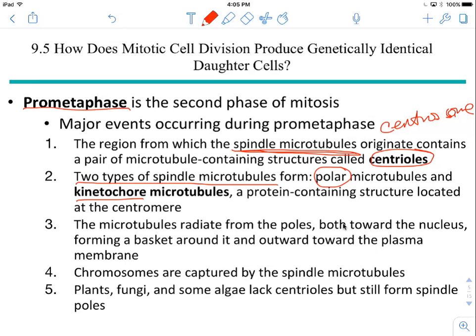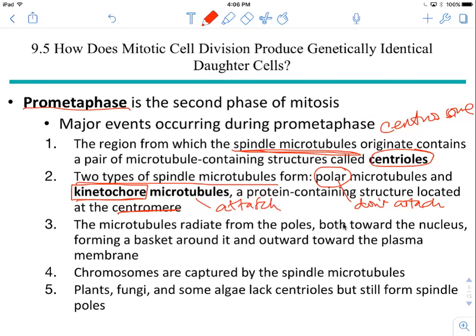The polar microtubules do not attach to chromosomes. The kinetochore microtubules are the ones that attach to a chromosome. They attach to a structure on the chromosome called the kinetochore. We'll see that in a minute. It is a protein-containing structure located at the centromere. So that's a kinetochore.